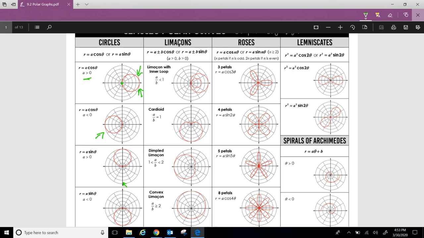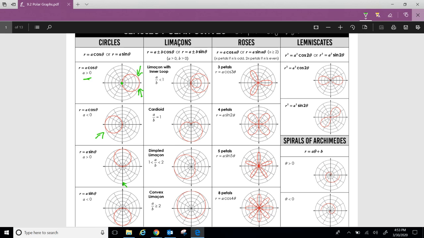And it comes down to the a and the b. So if a over b, that ratio between the two, is less than 1, you've got that inner loop. If it's equal to 1, you've got a cardioid. If it's a dimpled limaçon, it's going to be somewhere between 1 and 2. So some fraction between 1 and 2. Think like 3/2 or 7/6 or something like that. And then a convex limaçon, you've got a over b is greater than or equal to 2.